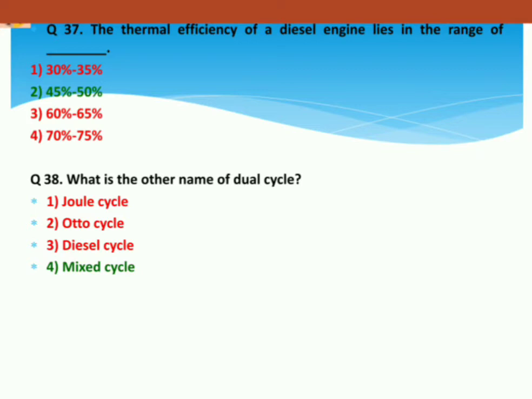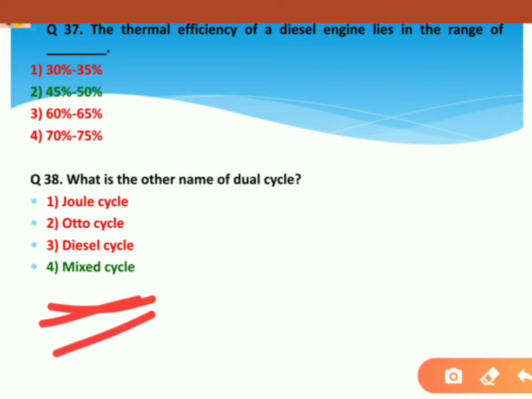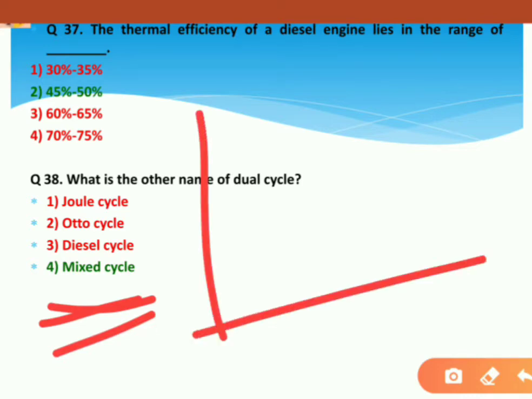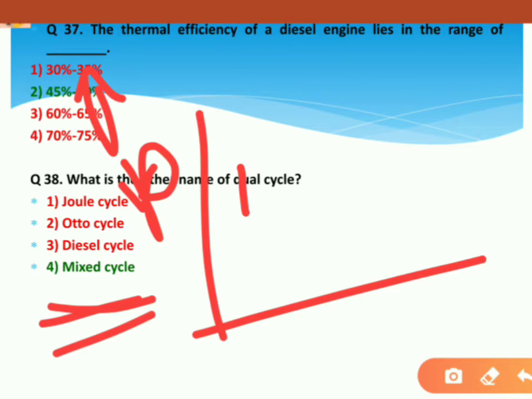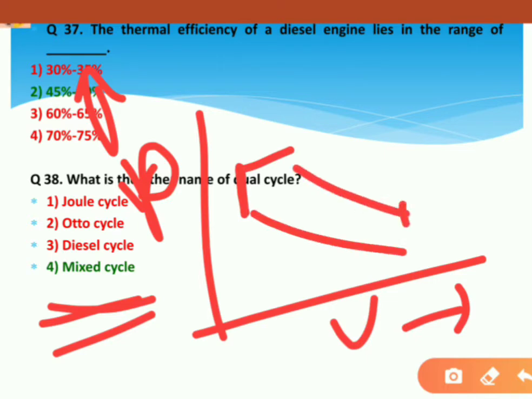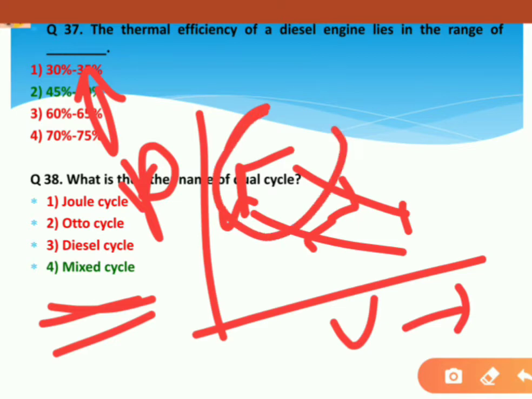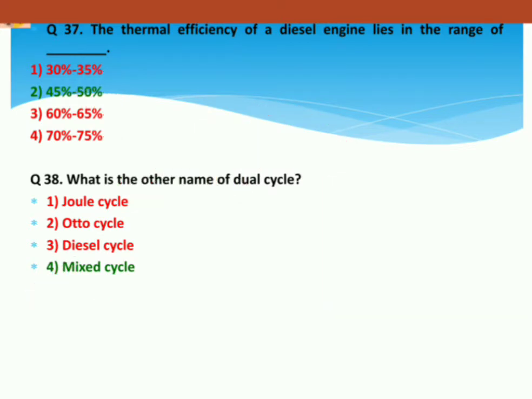38. What is the other name of dual cycle? Other name of dual cycle is mixed cycle, as it's a combination of Otto and diesel cycle during heat addition. If it is a PV diagram, first it's heat addition at constant volume, then constant pressure. This is actually a dual cycle. So it's a mixture of Otto and diesel cycle during heat addition. So option 4 will be the correct answer here.